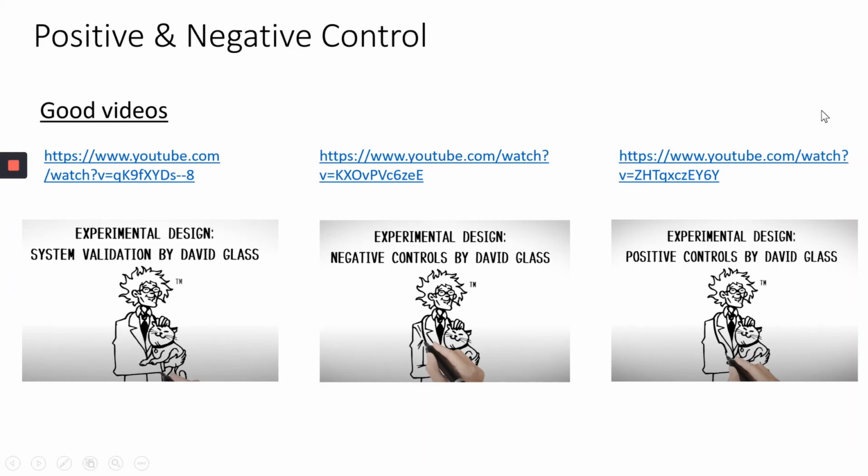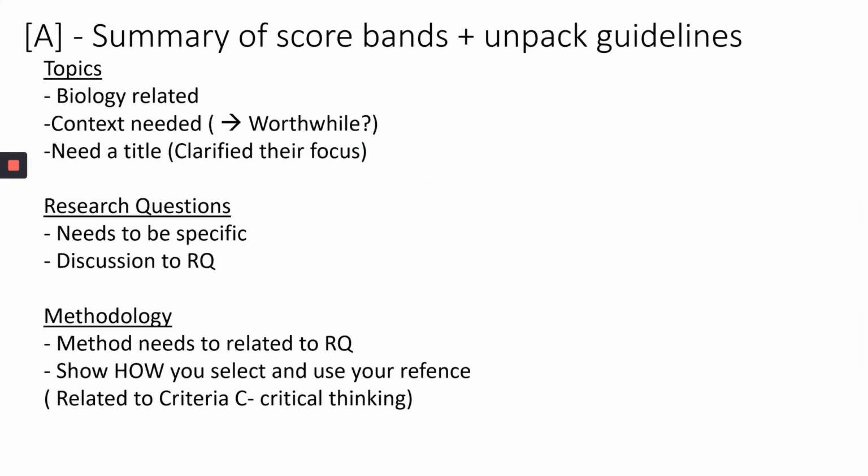And the next one. After we've taught a lot of things, let's summarize what we've learned. For the topic, make sure it's biology related, and you need to show that. You also need to mention the context, why you need to do this experiment. Is your research question worthwhile?